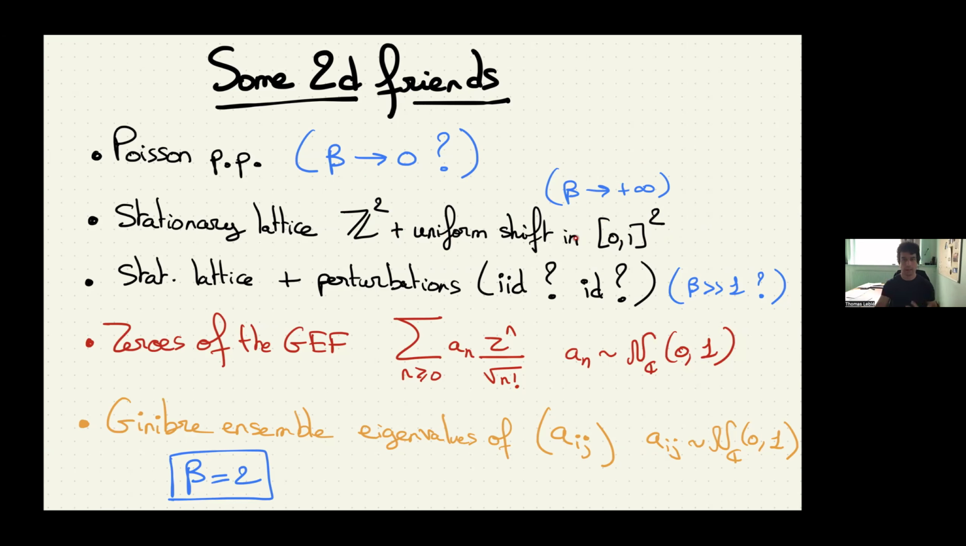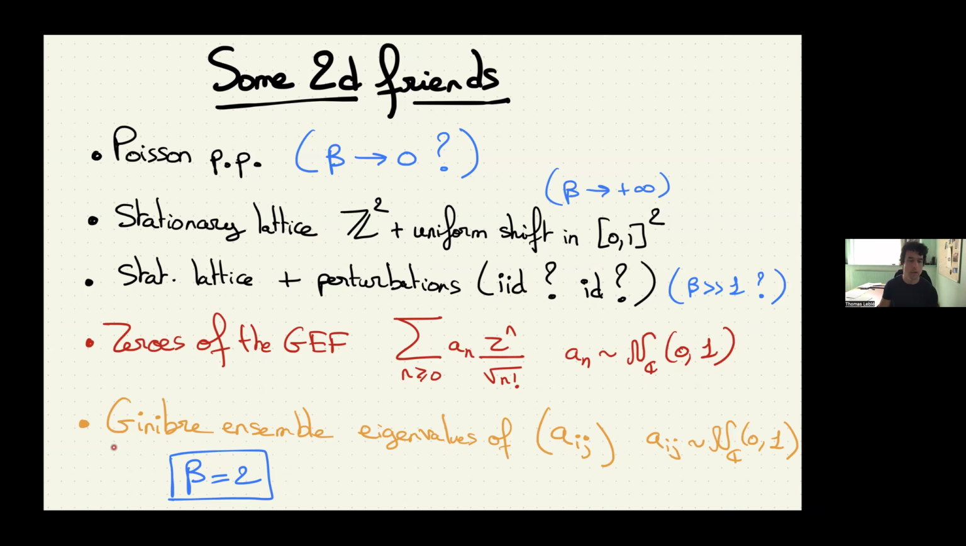And then you can add some more randomness. You can take this lattice and then perturb it. You could take IID perturbation, so each point you move by an IID displacement. Or you could take correlated displacements. And that could describe what happens when beta is very large, but not exactly infinity. So you start from a lattice and then you start moving a little bit around. Those are models from stochastic geometry which are interesting to compare to the 2D OCP.